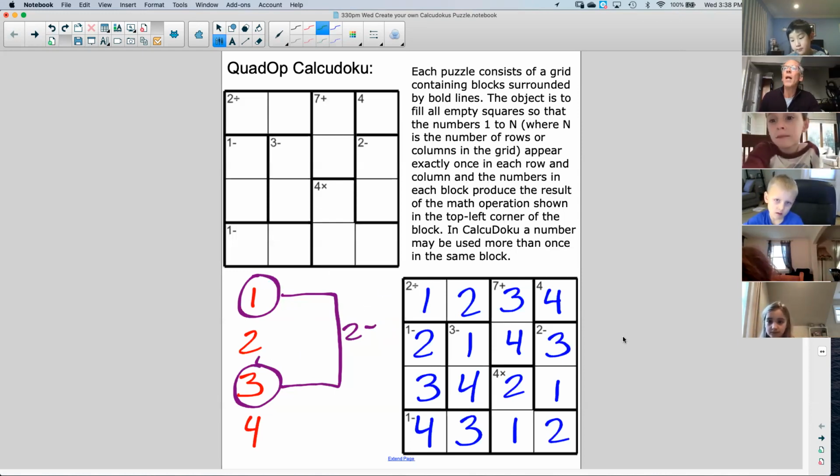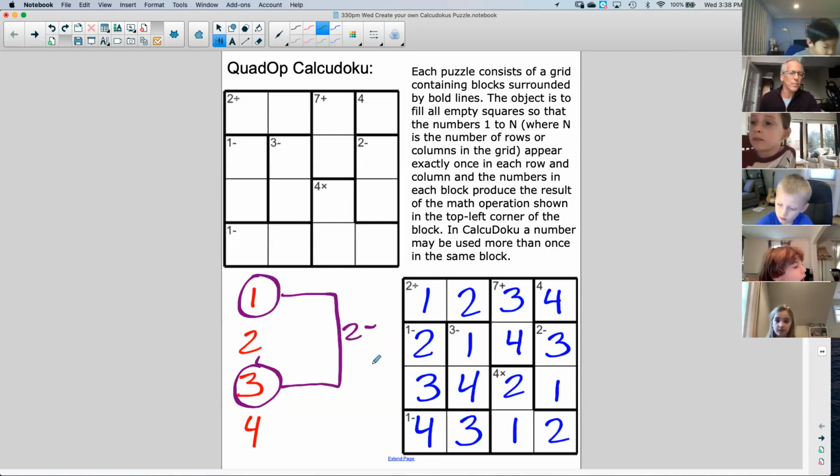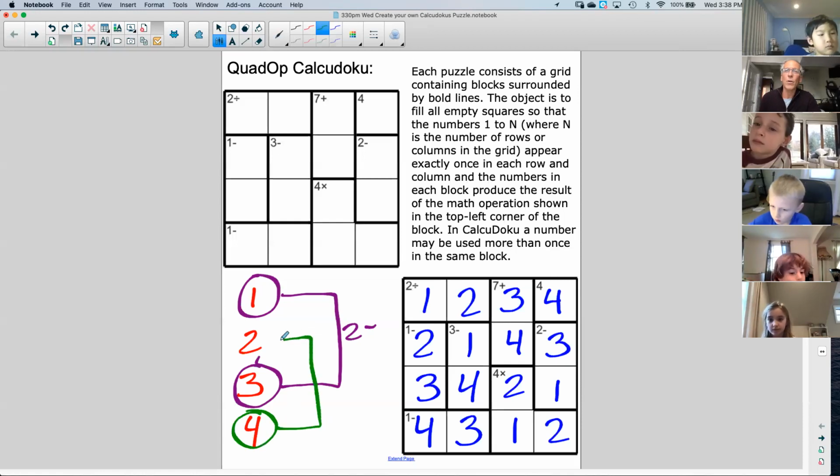Who can tell me another one that would be a 2 minus? What would be another combination of 2 minus? Who can do that? How about you, Sabrina? What's another 2 minus? 4 minus 2. Oh man, Sabrina, that was a great example. But we couldn't put 4 and 2 there.